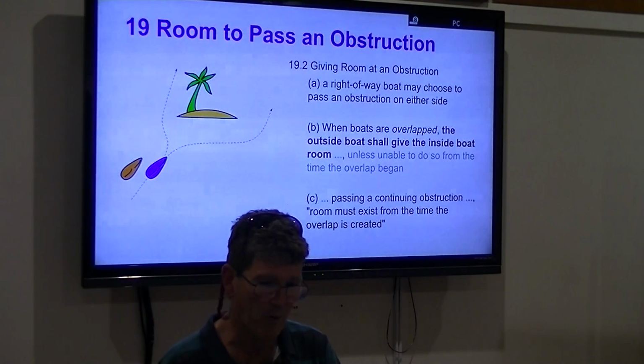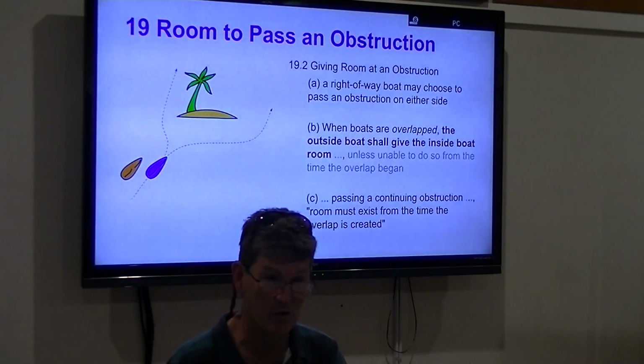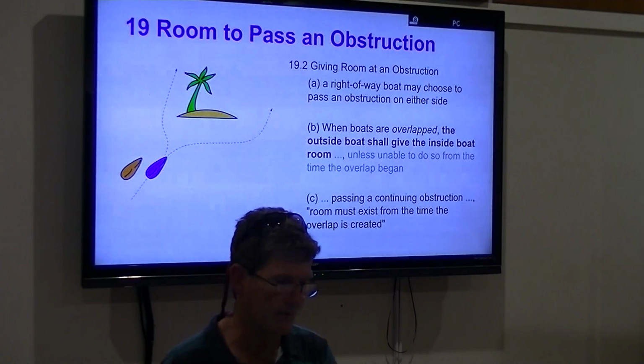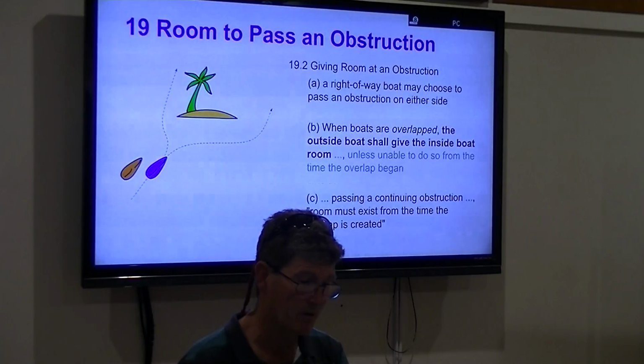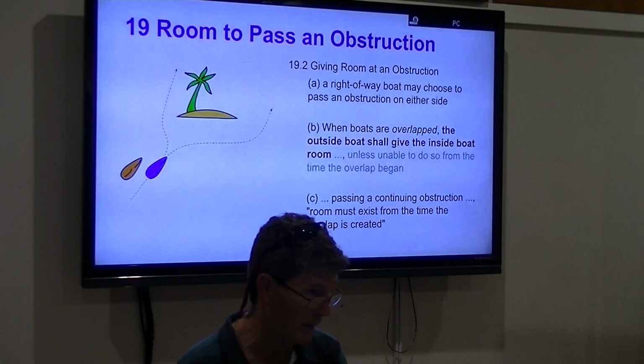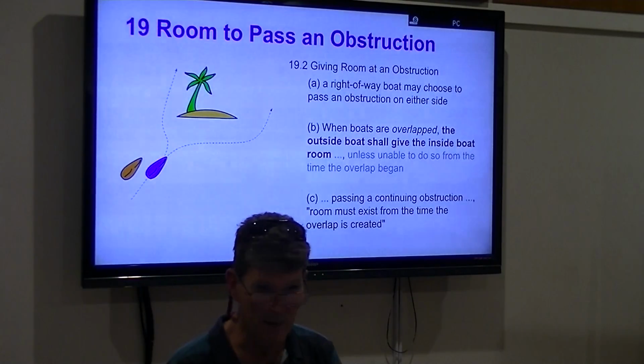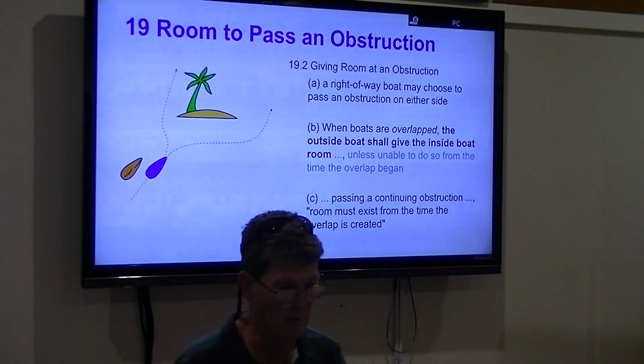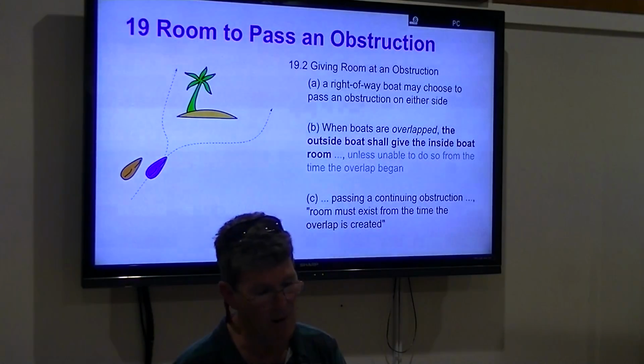A right-of-way boat may choose to pass an obstruction on either side. So blue here is the right-of-way boat because orange is windward and must keep clear, same thing. Blue has a choice. He can go either side of that island.